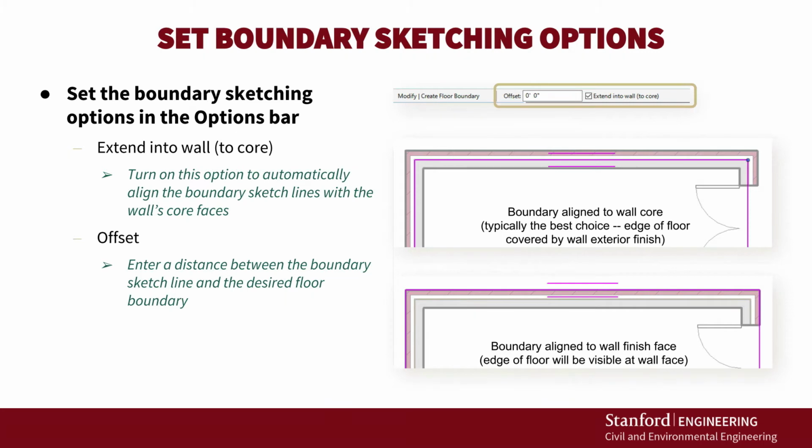Another boundary sketching option that you may want to turn on is to enter an offset distance between the boundary sketch line and the desired floor boundary. You would use this if you don't want the floor boundary to go all the way to the wall, but you want to introduce a little bit of an offset distance.